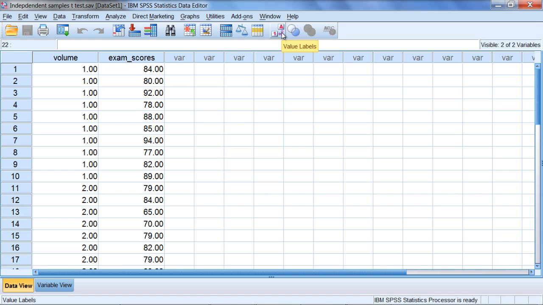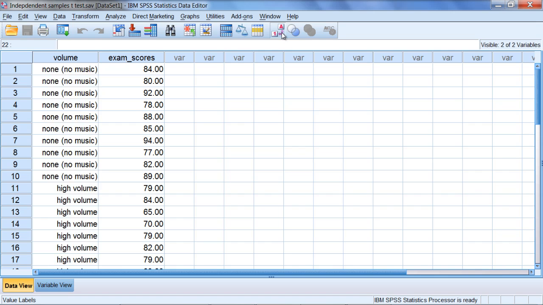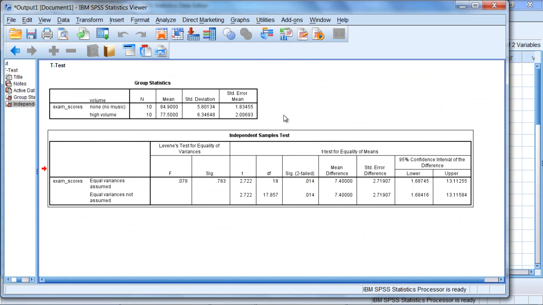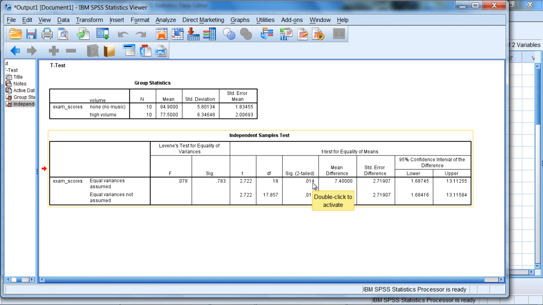In the previous video, we ran the independent samples t-test for a problem where we were comparing the no music group versus the high volume group and examining whether there was a significant difference between these two groups in terms of their test scores. When we ran that, we had the output that showed a significant difference with a p of 0.014 between our two groups.